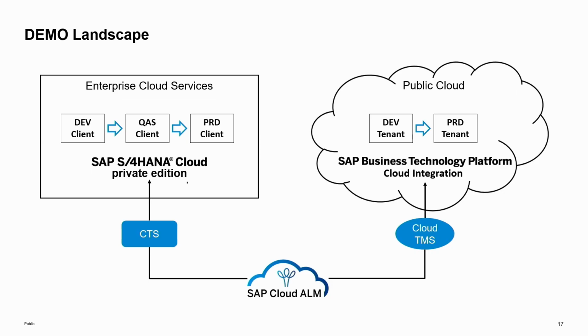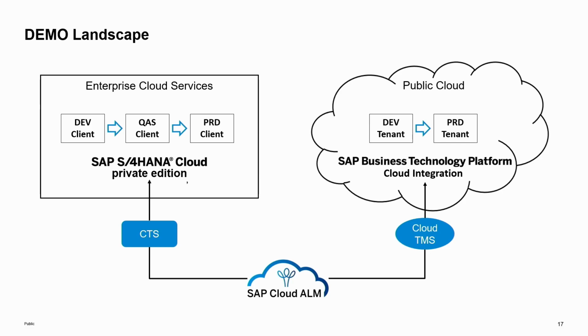So we will be very brave today, and we will deploy across different tracks. In our demo landscape, as you can see, on the one hand side we have the cloud integration. This is the integration suite, also called CPI. It has two tenants, a development tenant and a production tenant. And we will be moving changes between the tenants by using Cloud TMS and Cloud ALM.